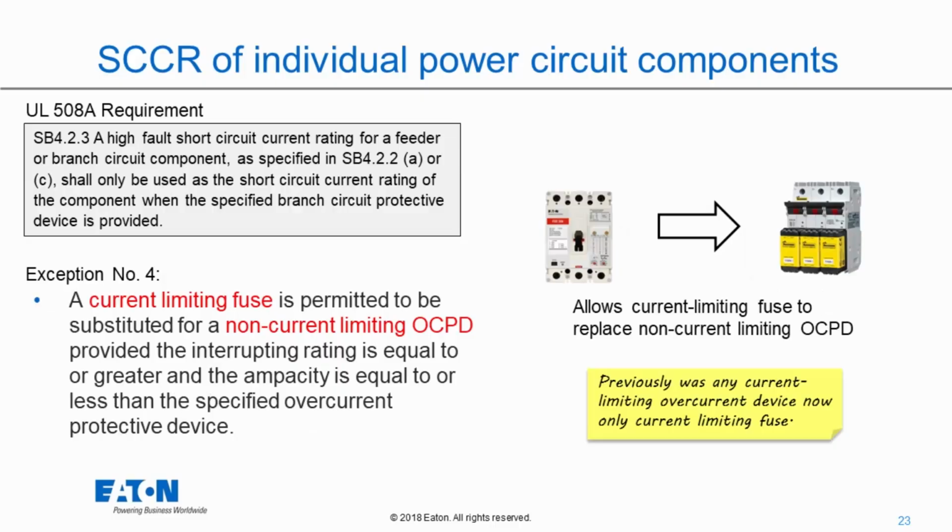And then the final exception, the final substitution I'm allowed to make, is that a current limiting fuse can be substituted for a non-current limiting overcurrent protective device. Now, this is usually going to be something that's listed with a breaker, but in this scenario would not be listed with a fuse. Usually they're listed with both, but if for some reason you run into one that's listed with a breaker but not a fuse, you could substitute that fuse and still use the high fault rating that it had with the breaker. That's what this exception allows you to do.